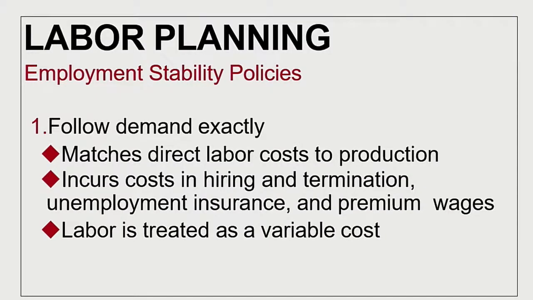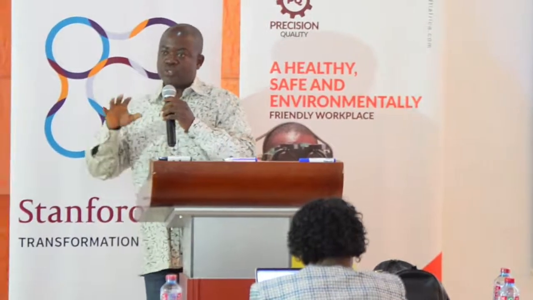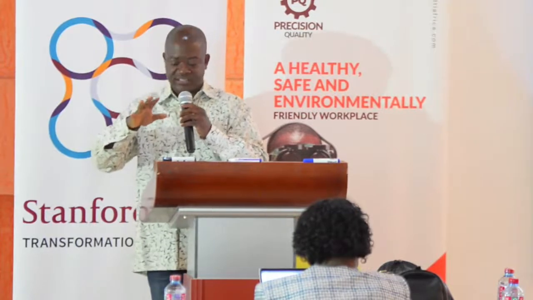Now, labor planning. Follow demand exactly. You match direct labor cost to production. Labor planning also looks at the cost in hiring and termination. What some of us always forget is that when you are terminating an employee, it may come with a cost. Forget about the legal cost of the person wanting to take you on legally for unfair termination. But even the cost of replacing the person, there's a potential cost of even losing some of your existing customers, some of your existing suppliers, if the person is in procurement, for example. So we need to consider all these things when we are taking decisions as a business.